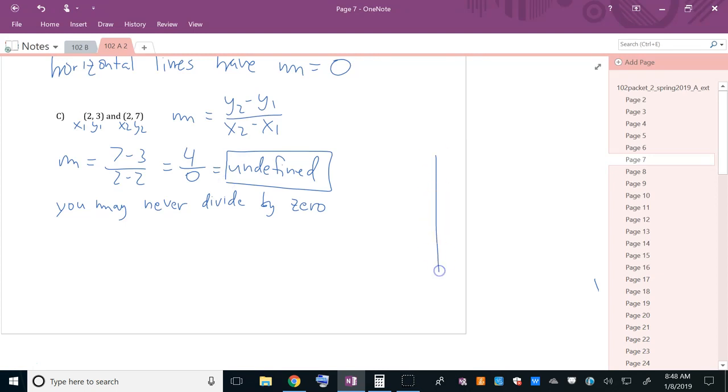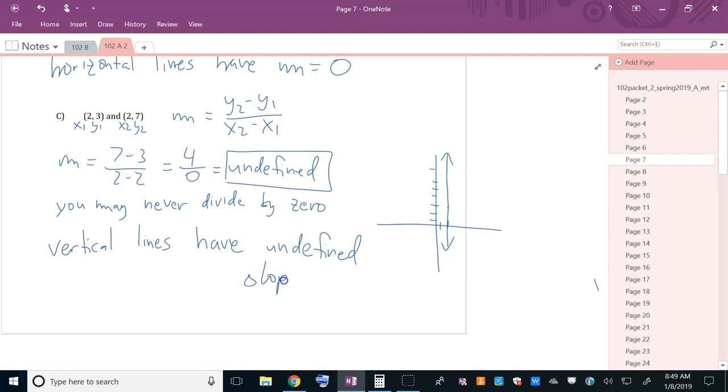And this is also a special case. If we plot those points, I've got (2, 3) and then (2, 7), 4, 5, 6, 7. This is a vertical line. And similarly to our last special case, we say that vertical lines have undefined slope. That's an S.